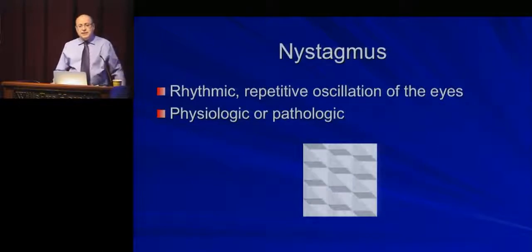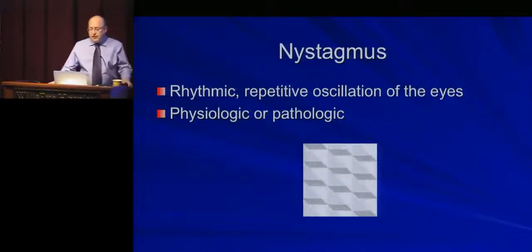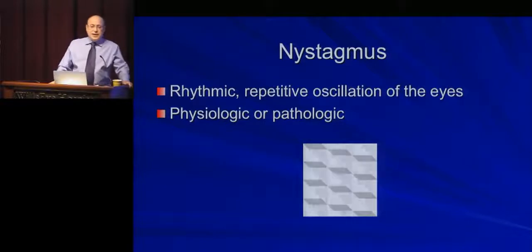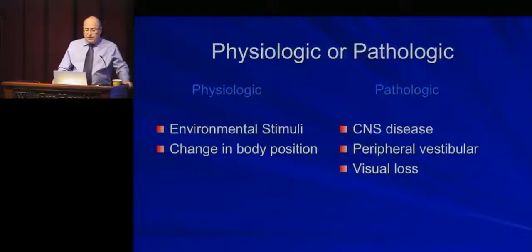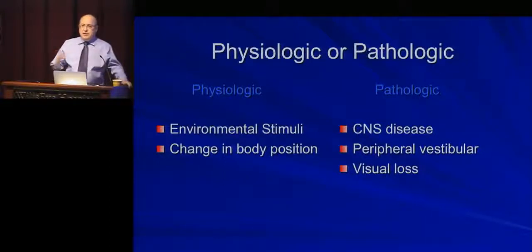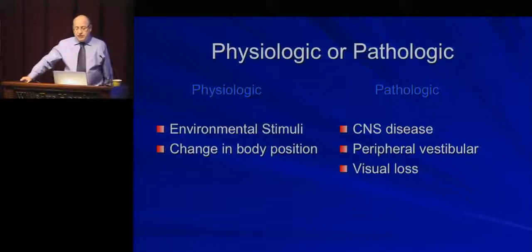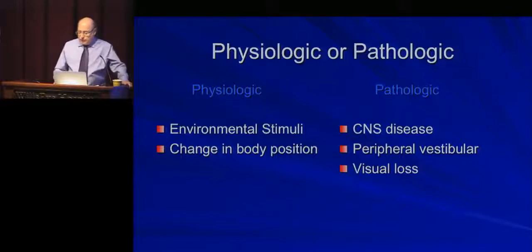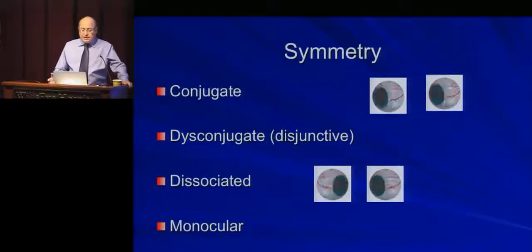So nystagmus is defined as a rhythmic, repetitive oscillation of the eyes that can be physiologic or pathologic. Physiologic, it's in response to environmental stimuli. If you're on a train and you're moving and your eyes have to reset, you're going to have nystagmus, or if you go up into space, or with changes in body position. And then there are pathologic forms of nystagmus that are either central nervous system disease, peripheral vestibular disease, or visual loss.